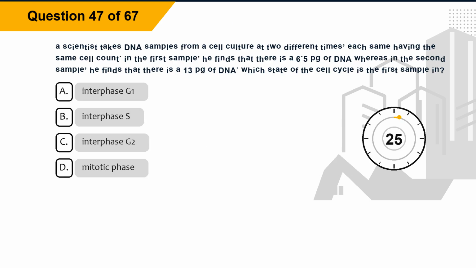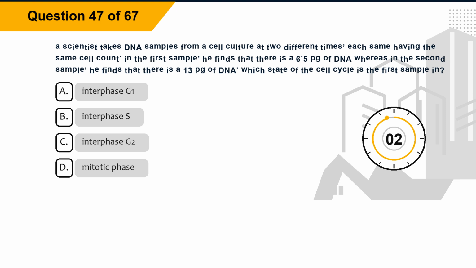Question 47. A scientist takes DNA samples from a cell culture at 2 different times, each having the same cell count. In the first sample, he finds that there is 6.5 pg of DNA, whereas in the second sample, he finds that there is 13 pg of DNA. Which state of the cell cycle is the first sample in? Option A, interphase G1. Option B, interphase S. Option C, interphase G2.